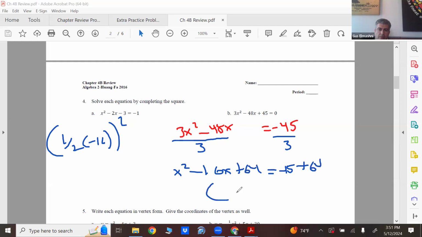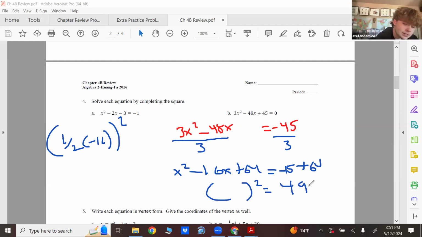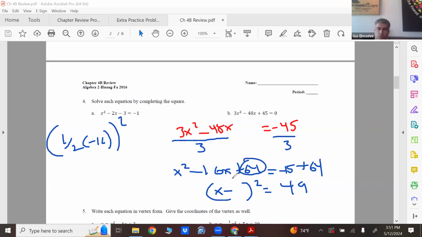Okay. Now your job is to factor this. By the way, that's going to be 49, so it'll be one of the answers. When you factor this, what do you get? So you factor x squared minus 16x plus 64. x minus 8. What's the square root of 64? 8.